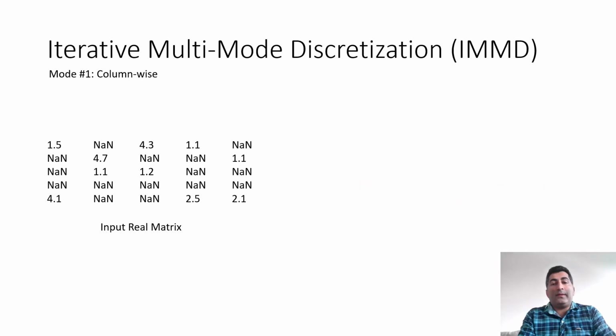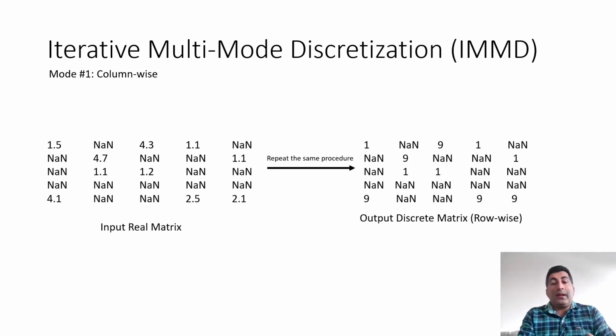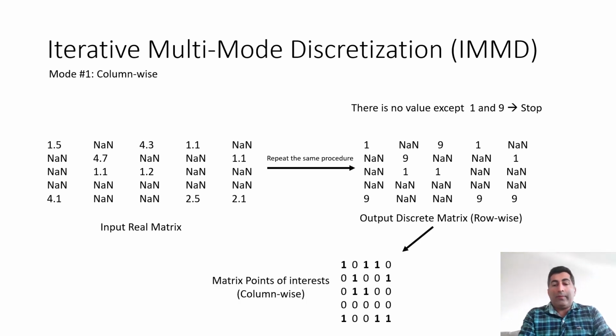And then we iterate this procedure again, do the discretization again, and obtain a new matrix. And as you can see in the new matrix, there are no values other than 1 and 9. So this is the point where we stop the procedure and we obtain the matrix hotspot. The matrix hotspot is obtained by replacing the non-zero values with 1 and the rest with 0. So here is the matrix of points of interest for the column-wise scenario.